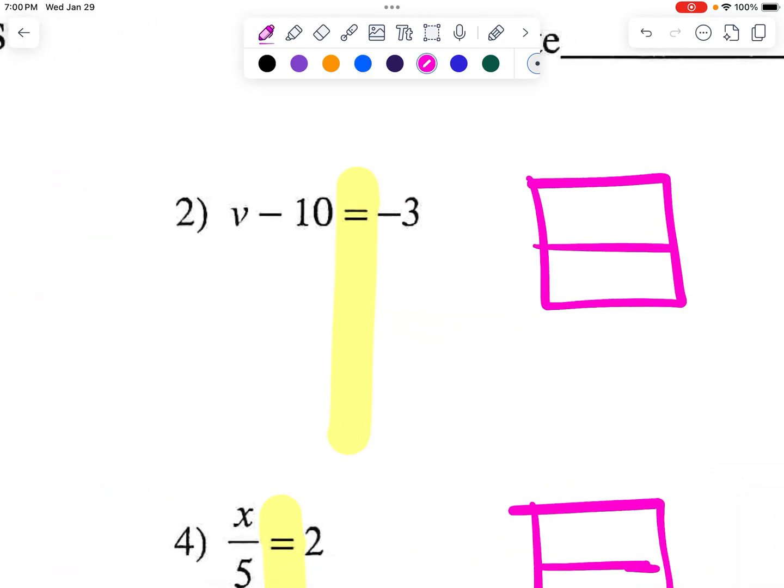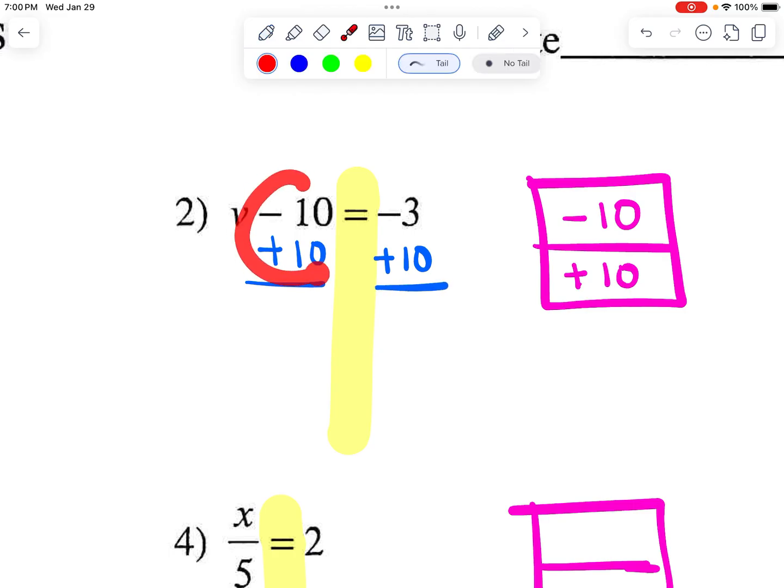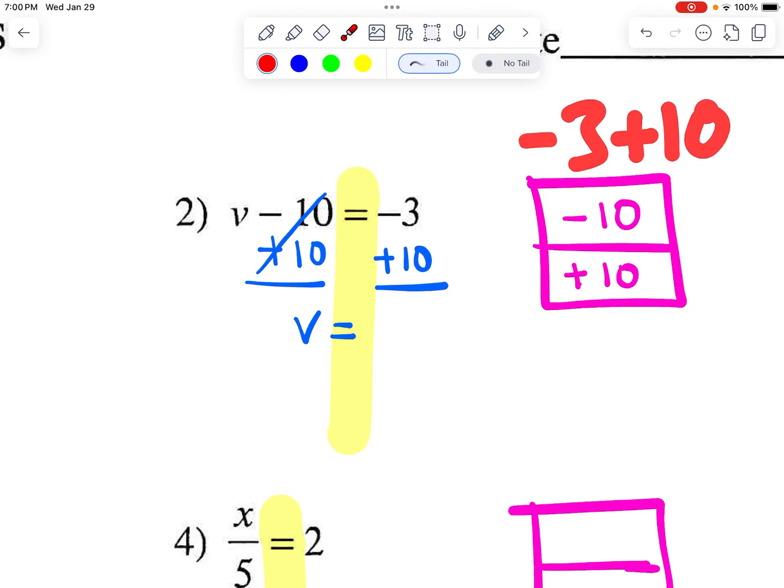So, what's going on with V? Well, it's being subtracted by 10, so we need to add 10 to both sides. So we add plus 10 to the left and 10 to the right. Little line underneath. You see the minus, plus, plus, minus, so you know that zeroes out, cancel. And now you have negative 3 plus 10, and if you need to write it over here on the side or wherever, negative 3 plus 10 is 7.